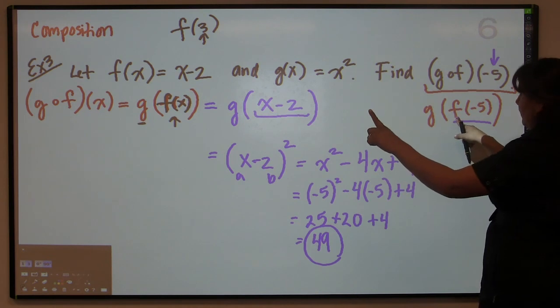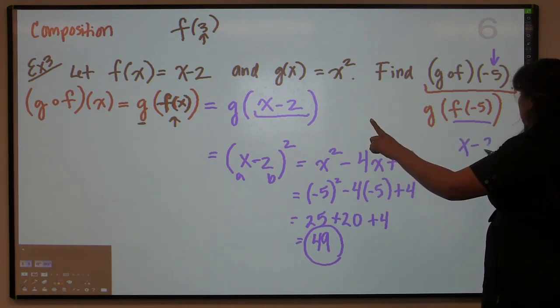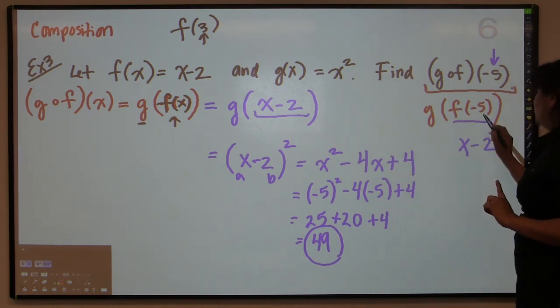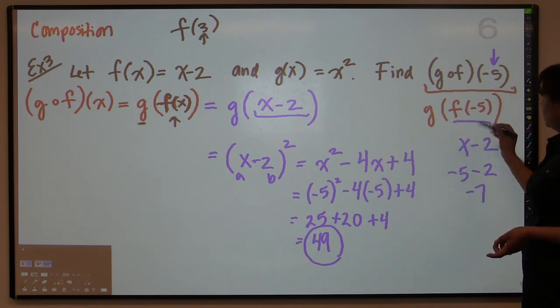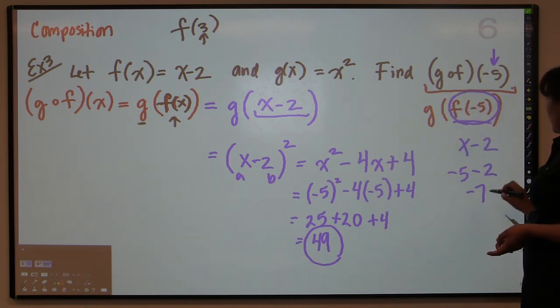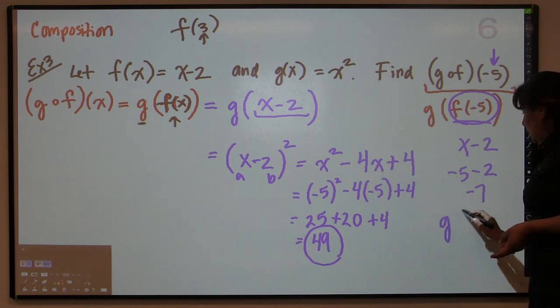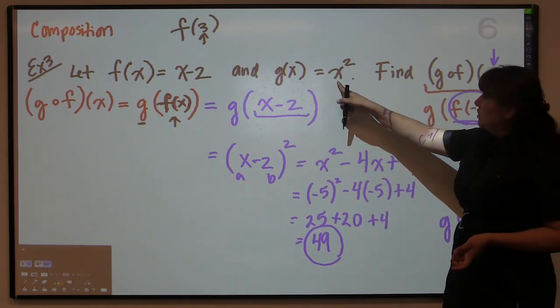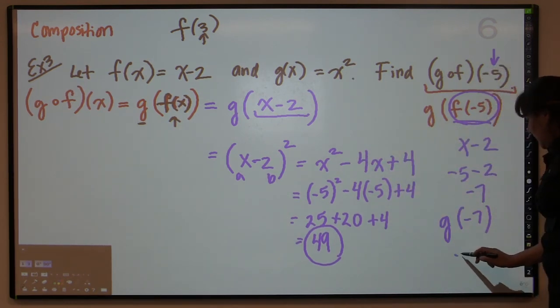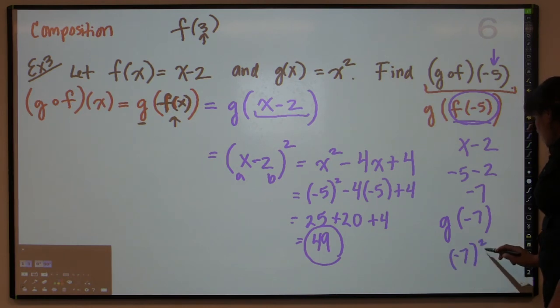Well, f of negative 5 means to put a negative 5 in the f function. And since the f function is x minus 2, then what they're asking you to do is to put a negative 5 in the place of the x. So that's going to be negative 7. So basically, if you replace all of this with negative 7, you're really asking what is g of negative 7? Well, the g function is x squared. So that's going to be negative 7 squared, which is also 49.